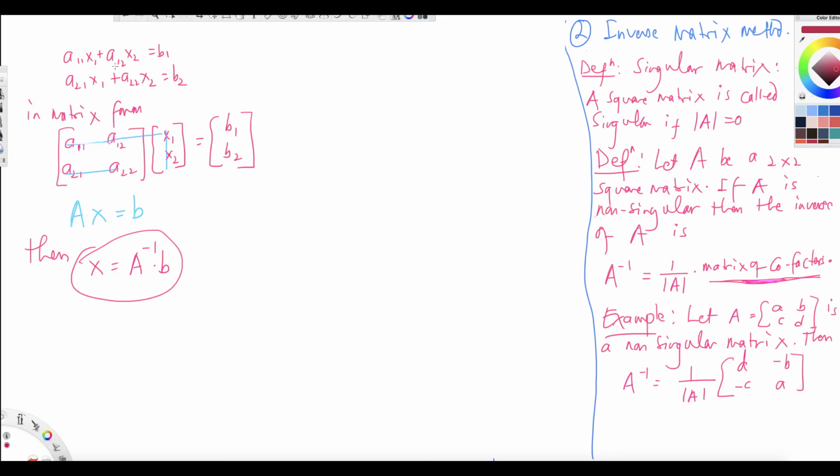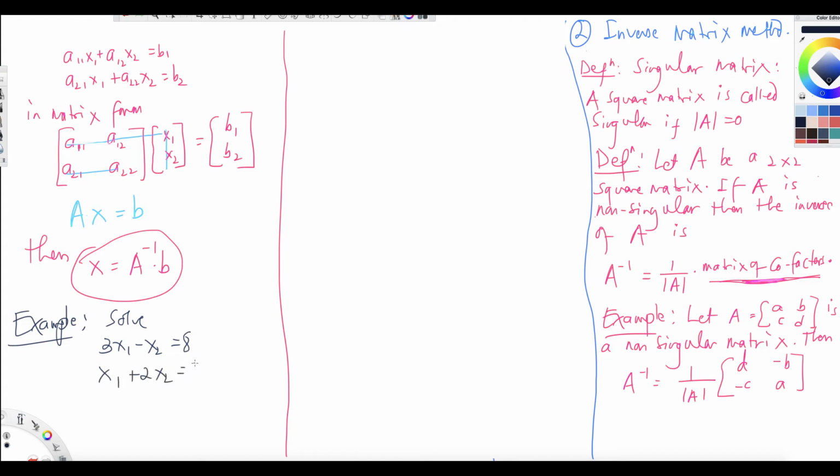Let us see one example, then it will be clear for you. Example: solve the equations 3x1 minus x2 equals 8, and x1 plus 2x2 equals 5, by using the inverse matrix method.